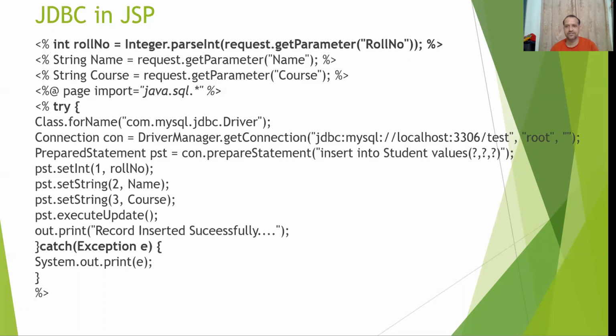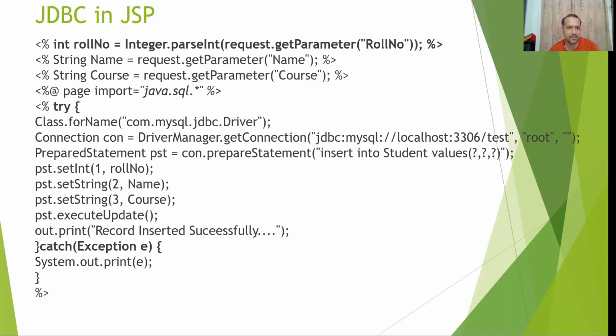With the help of this, we can fetch the values that I have defined in the form fields. There are nine implicit objects, and this is one of them.